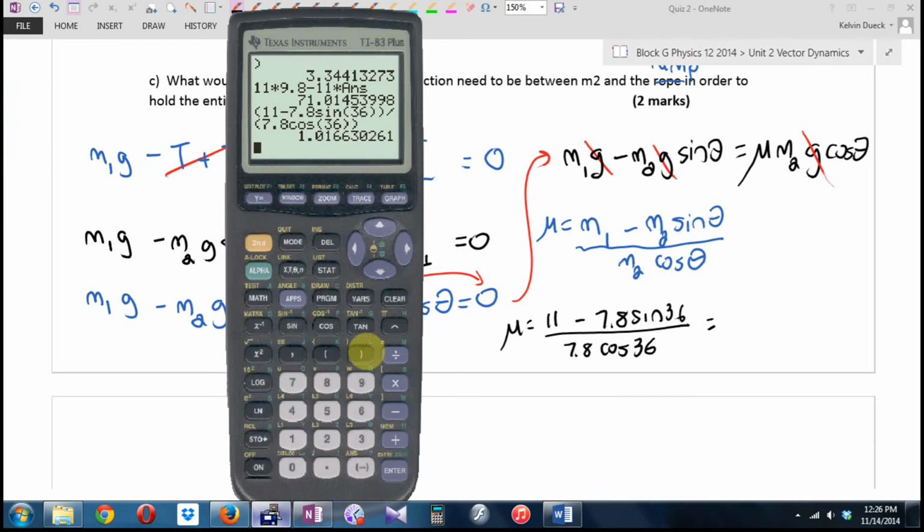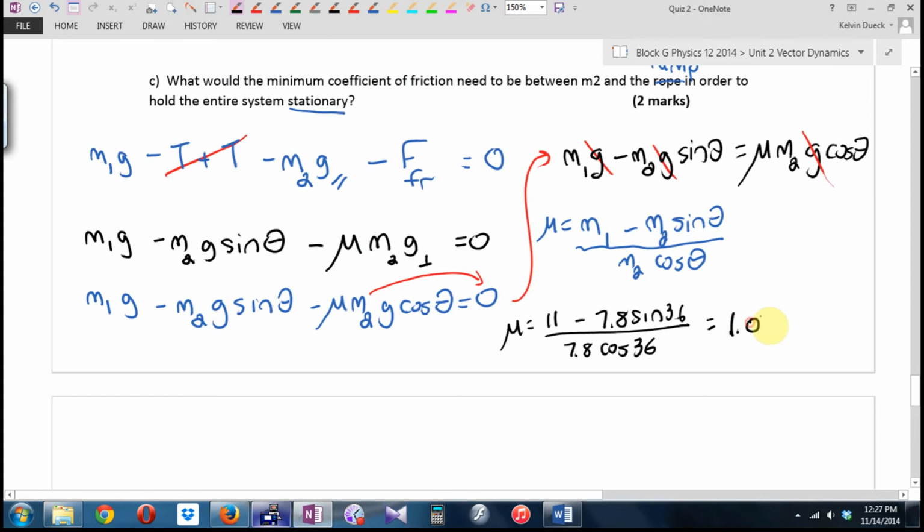What's that mean? Now, usually we don't have a mu bigger than 1. What it means is you'd actually need to have some kind of glue, because a coefficient of friction bigger than 1 means it can support its own weight and some more, like glue. It also means, Nate, that I made up these numbers and didn't bother crunching them ahead of time. 1.02. Units. Nothing.